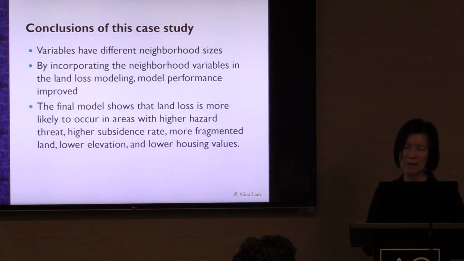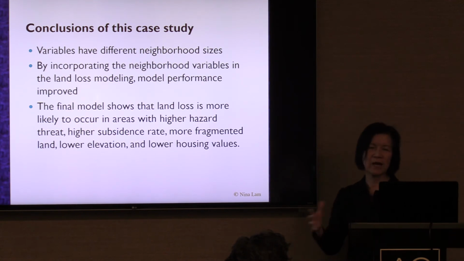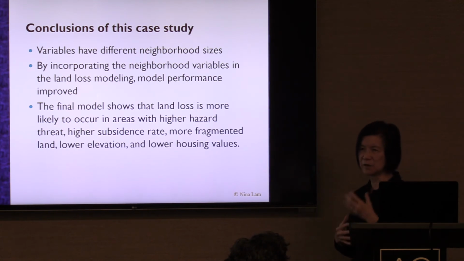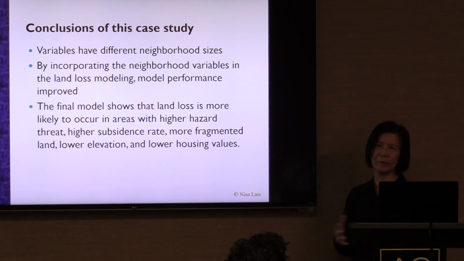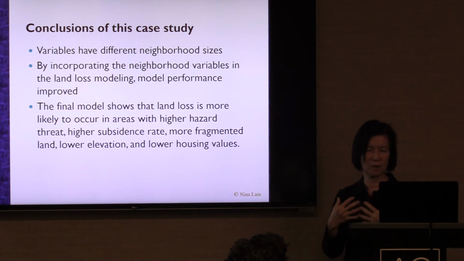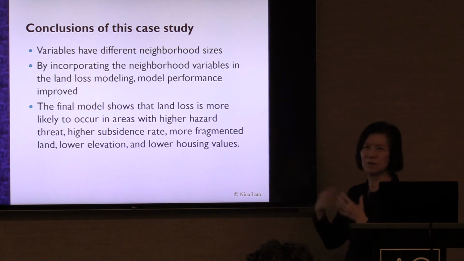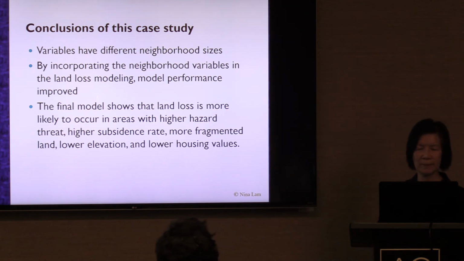So I think what this study shows is that variables have different neighborhood sizes, and also variables come in different forms. So it's very difficult to see in empirical testing modeling. We need a better way to detect the scale effect.